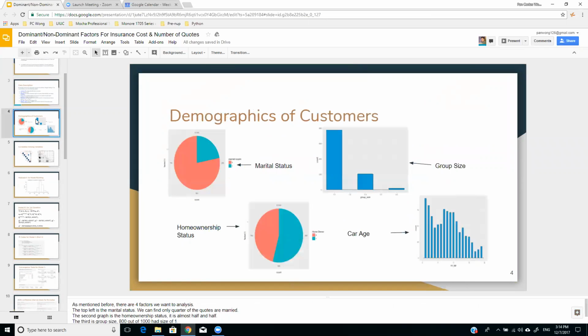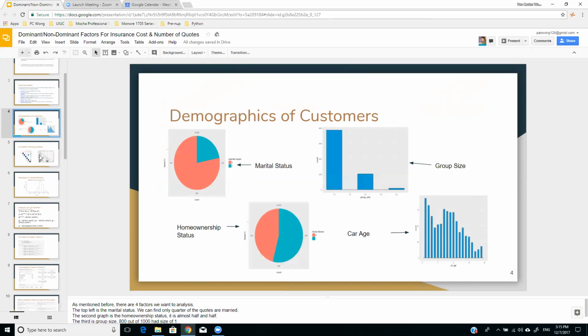And then we will show you the demographics of customers. So here we have four features. The first one is the marital status. We can find only a quarter of them are married. And the homeownership status is about half and half. For the group size, most of them, 800 out of 1,000, have a group size of 1. And the final one is the car age. The count decreases as the car age increases.